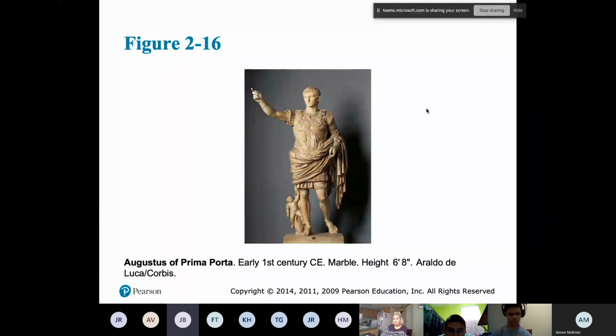The Roman Empire. Yes, very good. He was the emperor of the Holy Roman Empire, the first emperor of the Holy Roman Empire. And this right here is a statue that he had made of himself during his reign.